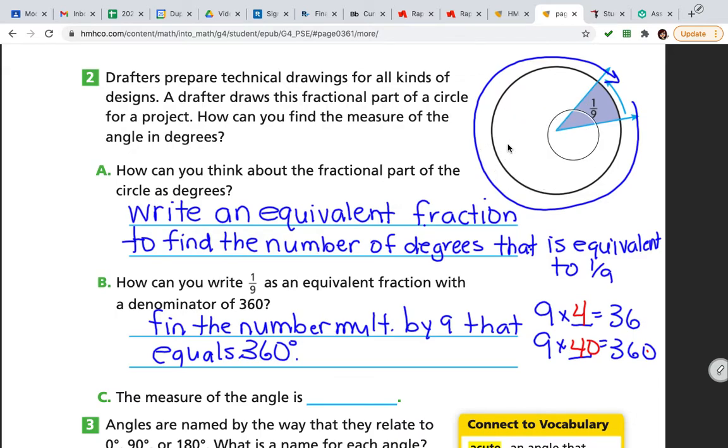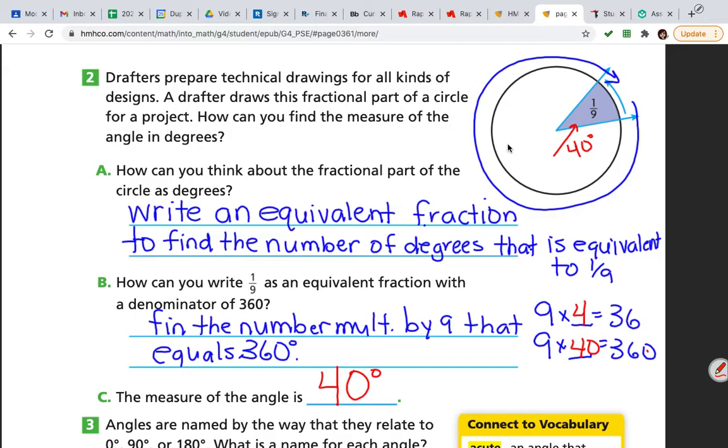So this angle up here is 40 degrees. And if we said 40 times those 9 fraction parts, 40 times 9, we would get 360 degrees. So each one of those unit fractions would be 40 degrees. So the measure of the angle is 40 degrees. Okay, so 9 times what equals 36? 4 times 10 is 40. So 9 times 40 is 360.